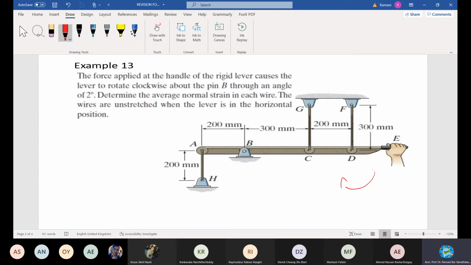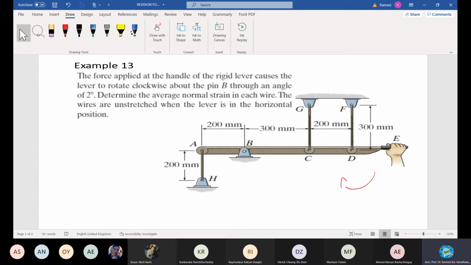Now we are going to do the strain. Last time was all about stress and factor of safety. Now the second factor that we learn is strain. How much is the strain in each wire? The wires are unstretched when the lever is in horizontal position. Do you understand the question?